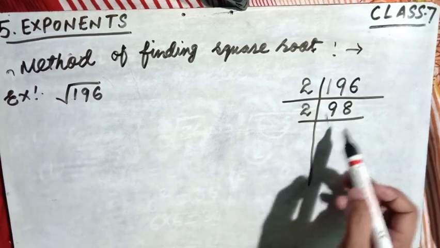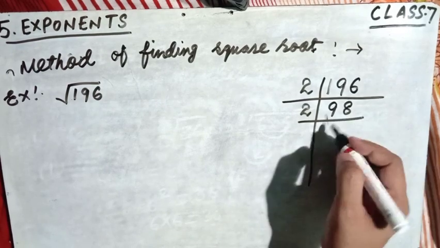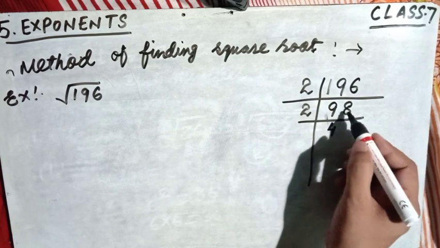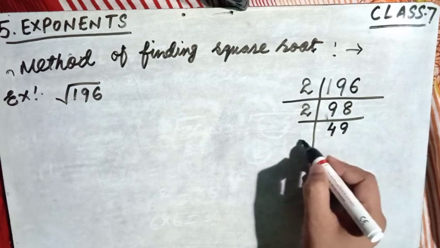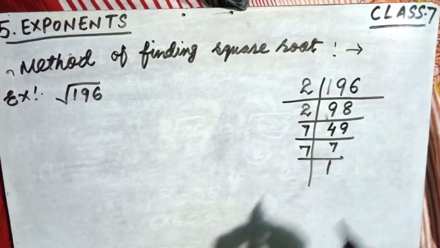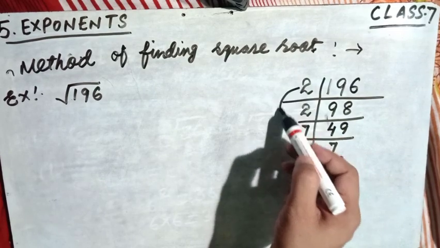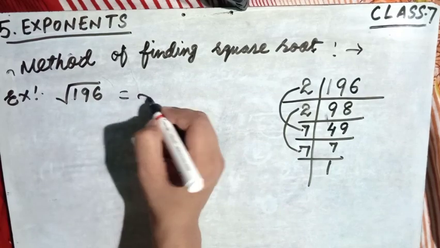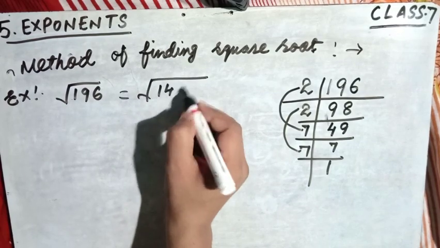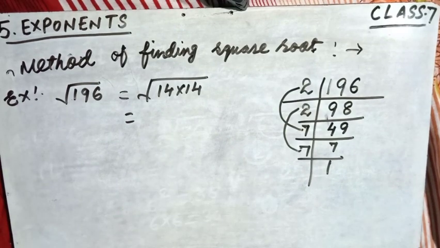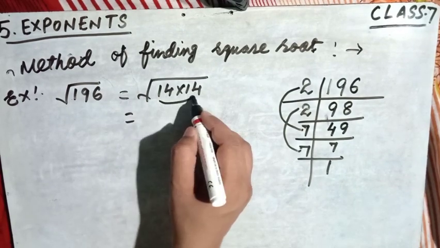2 times 9 is 18, 2 times 8 is 16. Once again 2 times 2 is 4, 2 times 4 is 8, and 2 times 9 is 18. Once again 7 times 7. Now try to make pairs: a 2 goes with this 7 and a 2 goes with this 7. That means 14 and 14. This can be written as 14 multiplied by 14 directly, because 14 times 14 is 196, and we make pairs of the same numbers.